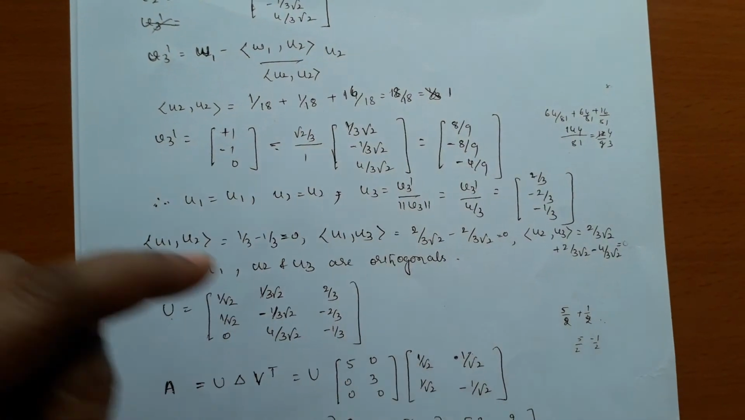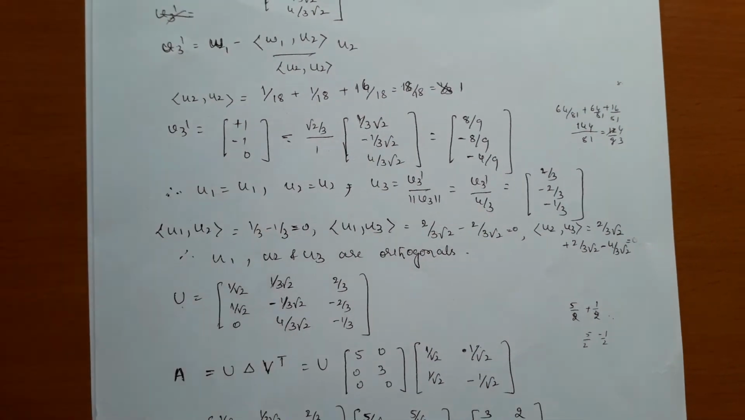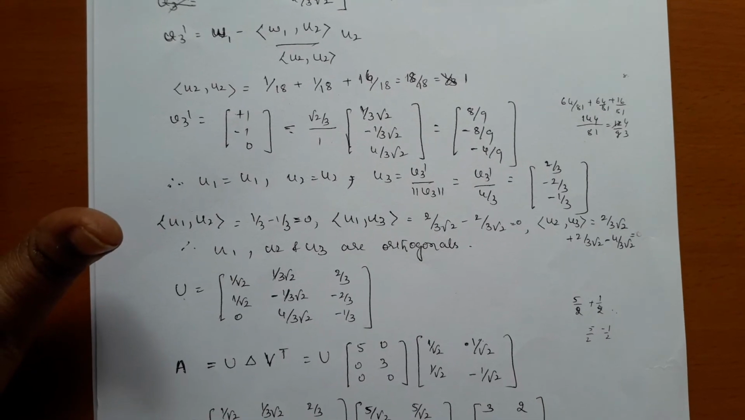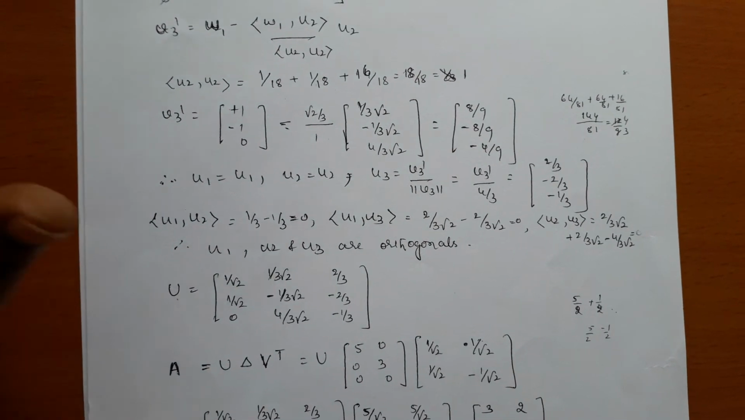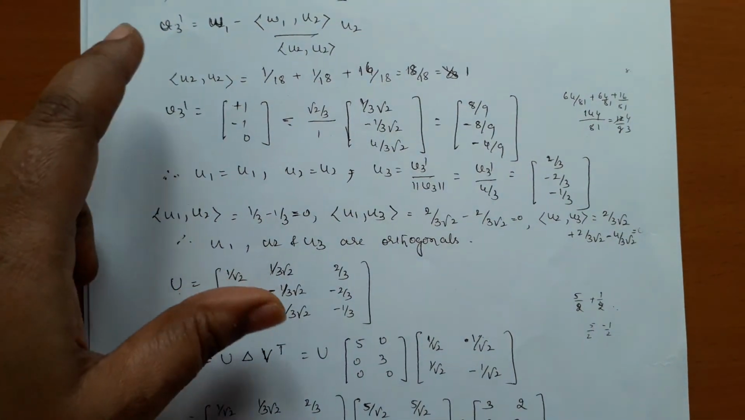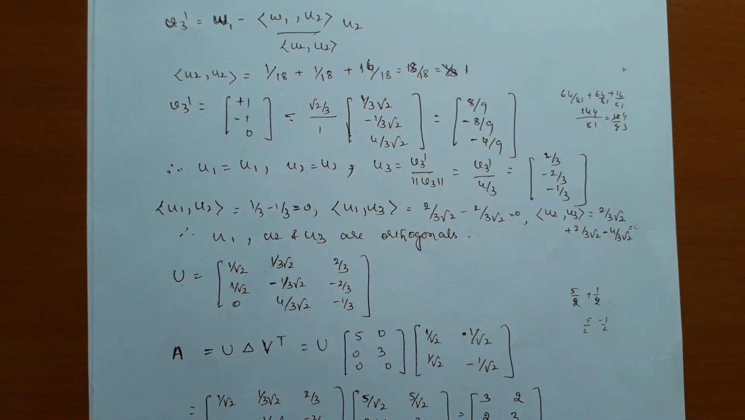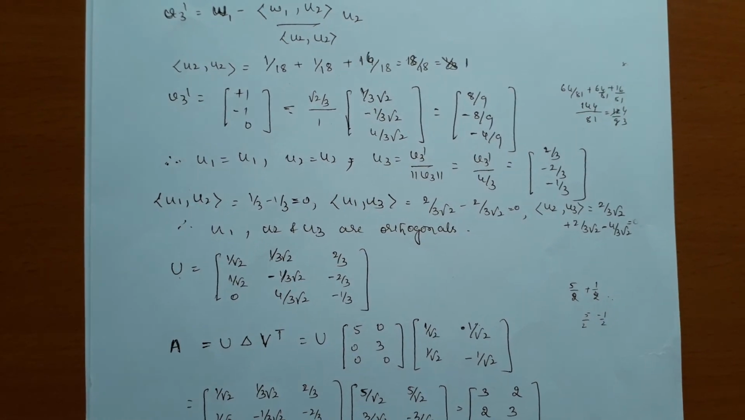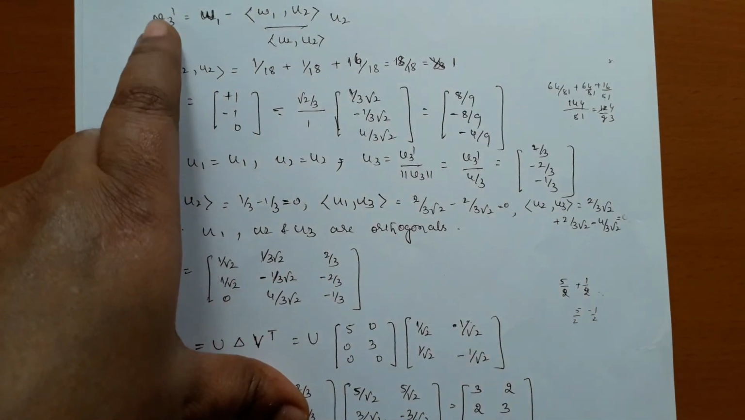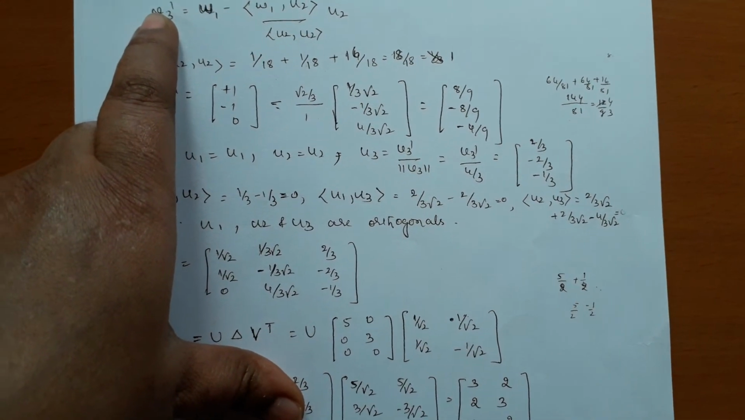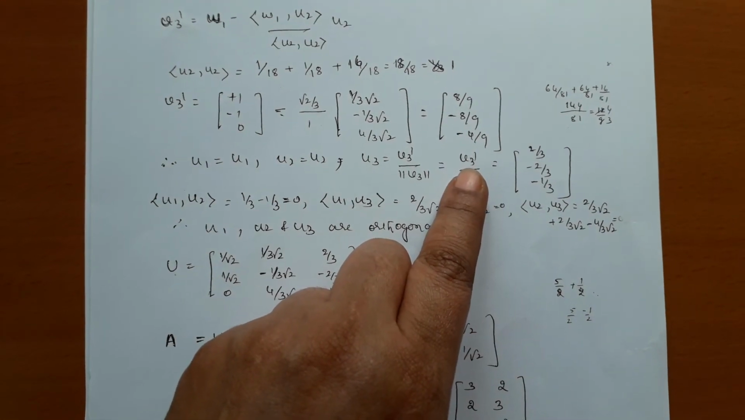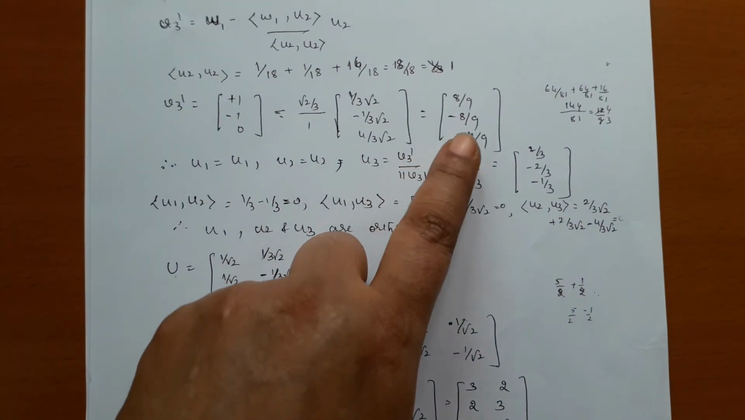Once we get v3 prime, keep in mind I'll keep u1 and u2 as they are, because u1 is already obtained as AV1 divided by sigma 1, and u2 is already obtained as AV2 divided by sigma 2. Only w1 to v3 prime is derived using u1 transpose x equal to 0. Therefore, I'll take this one normalized. Which one? u3. This v3 is normalized.